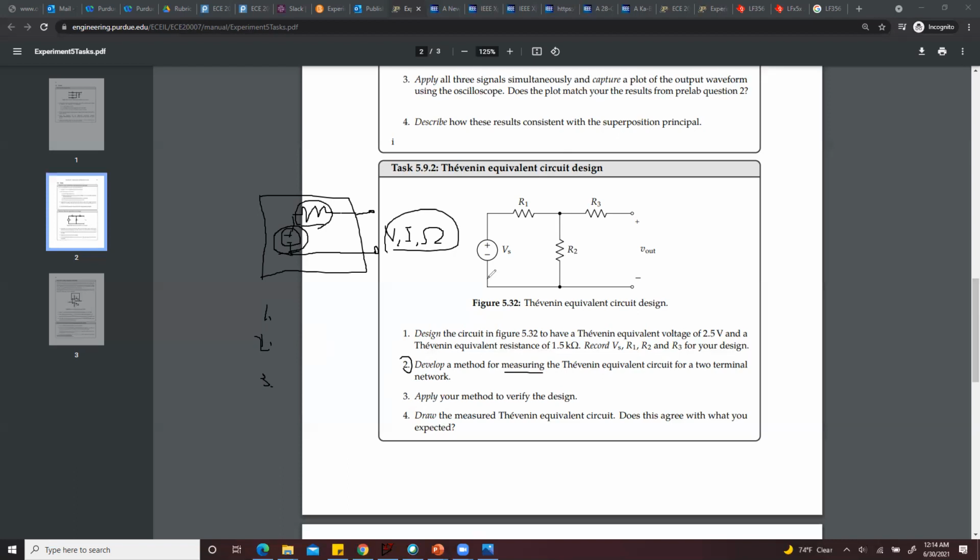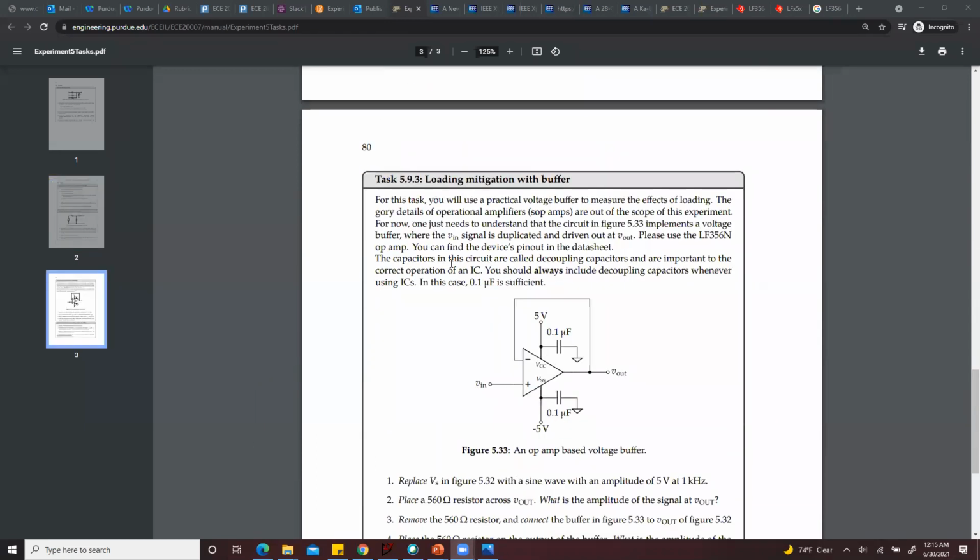And for question number 3, you build this circuit, using the values you designed in question 1. You build the circuit on a breadboard, apply the method from question 2, and verify the design. So you should have these two values. And question number 4 is simple: you draw the equivalent circuit. So that's task 2.